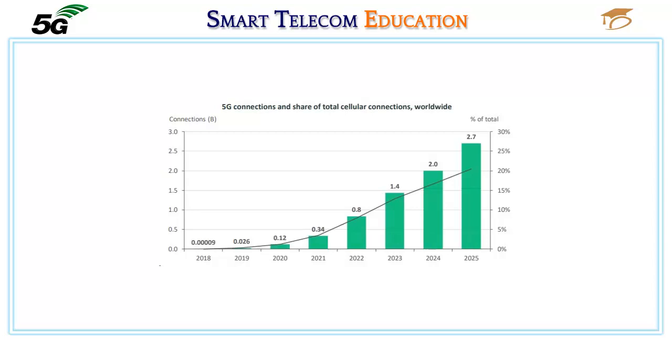Connection density is the total number of devices fulfilling a specific quality of service per unit area, per square kilometer. The minimum requirement for connection density is 1 million devices per square kilometer.